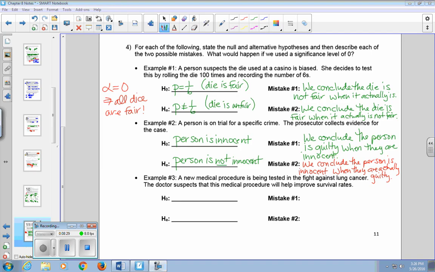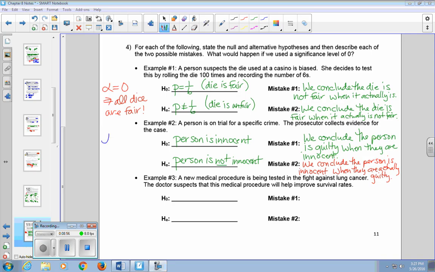So this might be a good one to think about which mistake is worse. Again, mistake number 1, we conclude the person is guilty when they are innocent. So we're sending an innocent person to prison, perhaps. Mistake number 2, we conclude the person is innocent when they are actually guilty. So we're letting someone that has committed a crime go free. And again, the question is, which mistake is worse? Depends on maybe the crime and personal opinion as well.